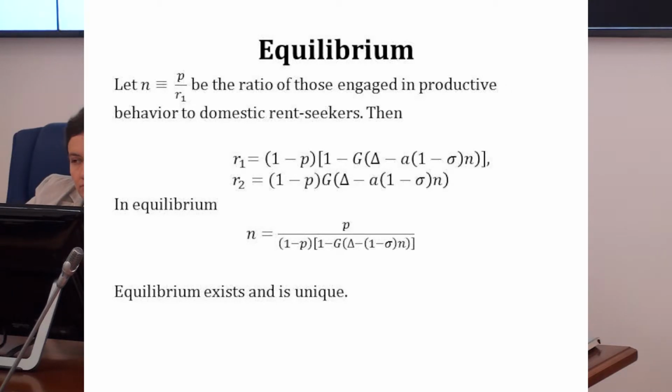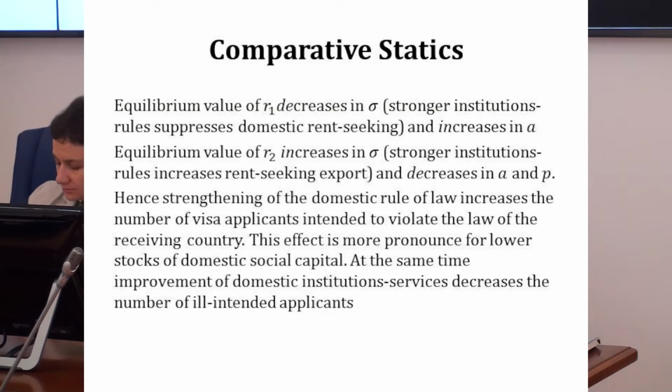And now we do comparative statics, which is the main purpose of developing such a model. And this comparative statics would lead us to the testability of both of these. Now, the equilibrium size of domestic rent seeking decreases in institution rules quality, which is predictable. It increases in the institution services quality because institution services quality makes the domestic economy more productive and then more appealing for domestic rent seeking.